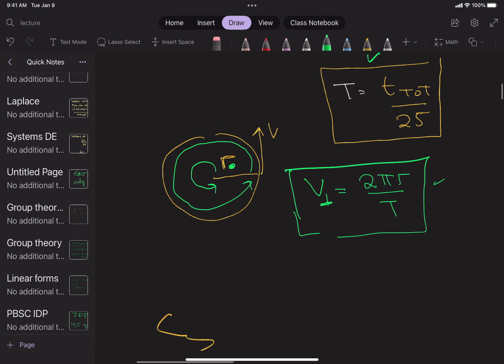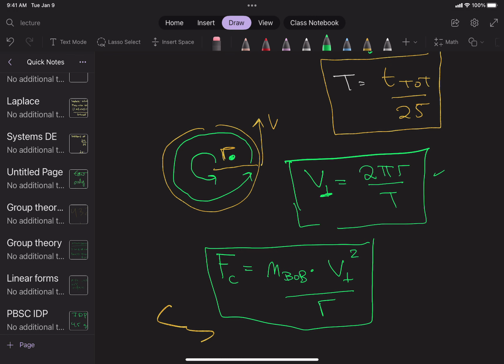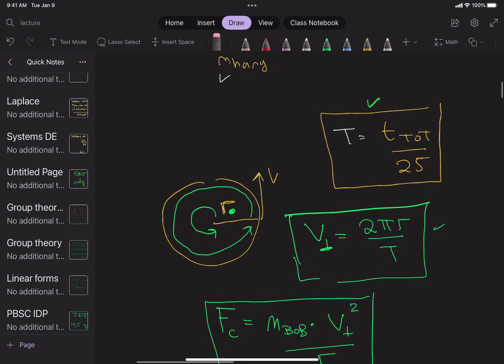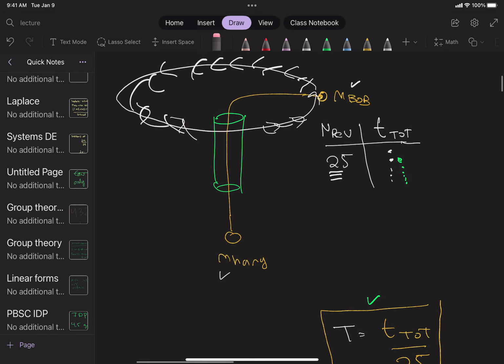And from there, you can calculate the centripetal force using the equation from above. So the centripetal force is going to equal the mass of the bob multiplied by the velocity that you just calculated, this one up here, squared, and divided by the radius of the circle. So that's going to be one way to calculate the centripetal force, but we're also going to calculate it another way. So let's see what the other way is.